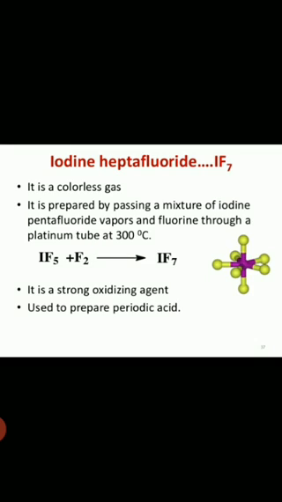In general, interhalogen compounds are more reactive than halogens except fluorine, because the A-X bond in interhalogens is weaker than the X-X bond, that is the bond between two halogen atoms, except in the case of F-F. You know that F-F has a low bond dissociation enthalpy. All these interhalogen compounds undergo hydrolysis.